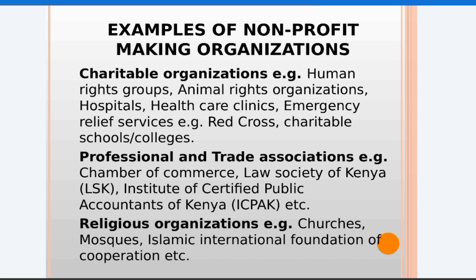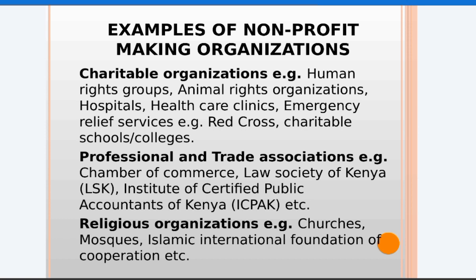Number one, we have what we call charitable organizations. So these essentially are supposed to serve the interest of the public, not necessarily the members who establish them. So the charitable organizations, we have examples like the human rights groups, we have the animal rights groups, we have the hospitals, we have emergency relief services like the Red Cross and St. John's ambulance. We also have charitable schools and colleges. So charitable organizations is an example of those organizations that are supposed to serve the interest of the general public.